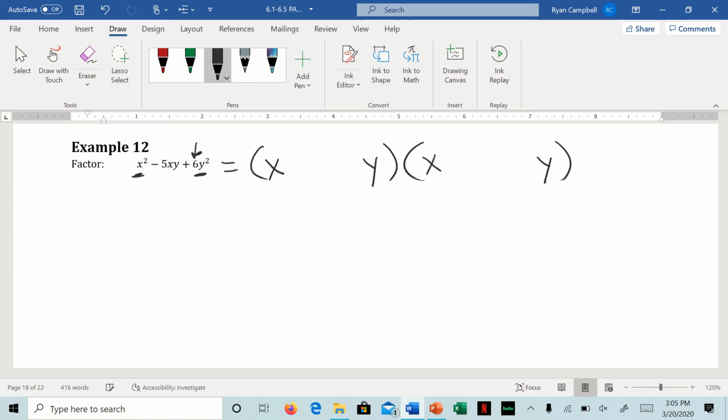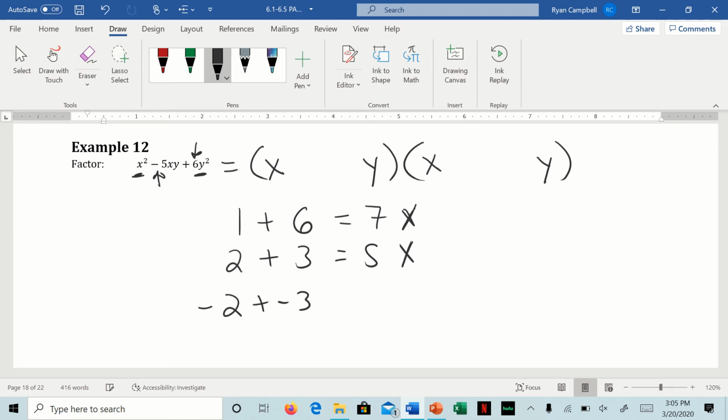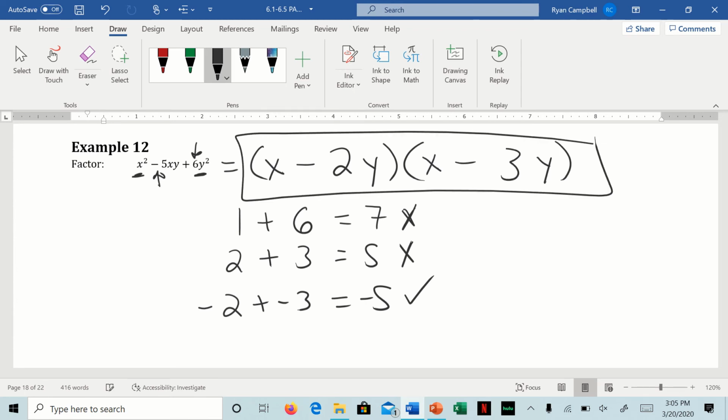So we got 6. So that's 1 and 6, 2 and 3. When we add those two together, well, we get 7 and 5, which is not what we wanted. We wanted negative 5. Wait a minute, this sounds a little familiar. Remember, let's do the negatives. So negative 2 plus negative 3 is negative 5, right? So we get x minus 2y times x minus 3y, and that's the answer.